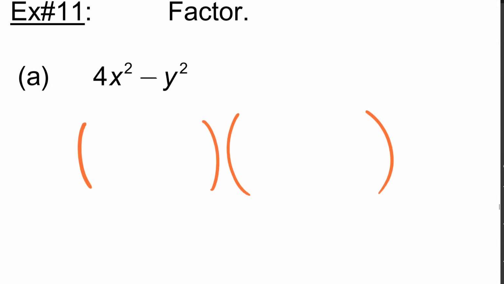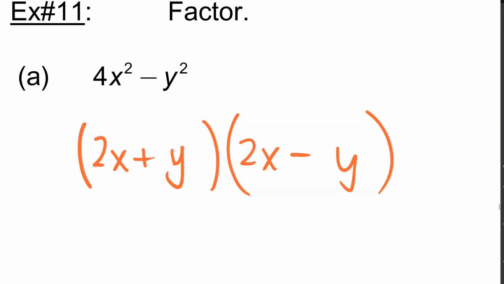I have two factors. What times itself is 4? 2. What times itself is x squared? X. Okay, and what times itself is y squared? Y. Literally, a difference of squares gives me the same binomial, it's just the difference is the middle part. Adding it and subtracting it.